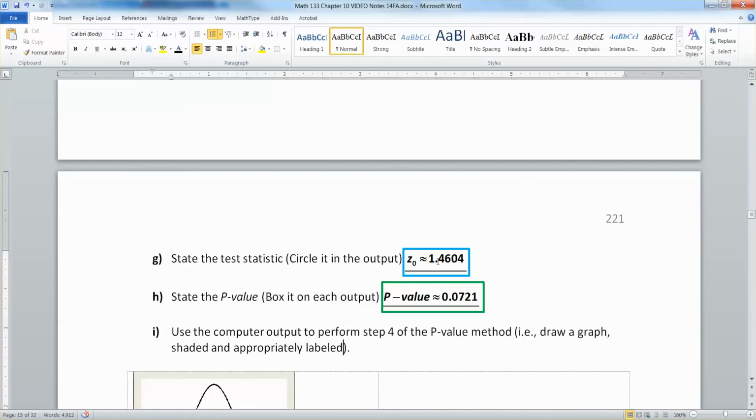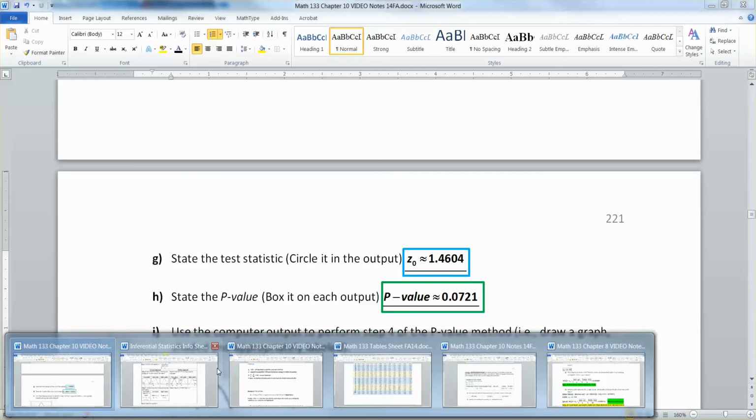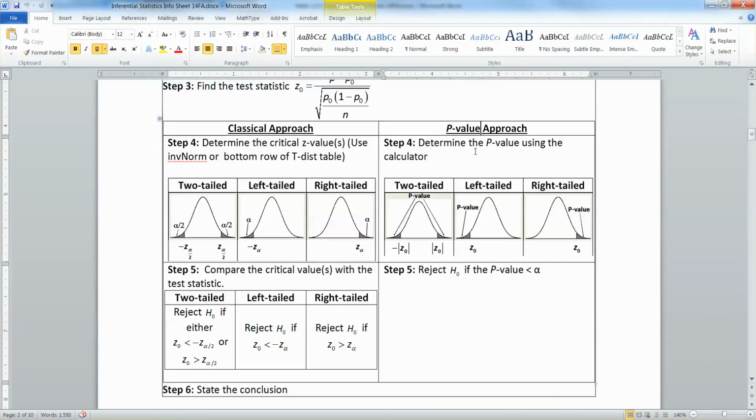All right, there I have those two written down and highlighted appropriately. Now we're supposed to use the computer output to perform step 4 of the p-value method. Draw a graph, shade it, and label it appropriately. So let me bring you back to the picture here of the p-value method.